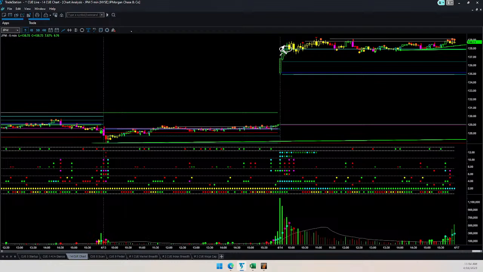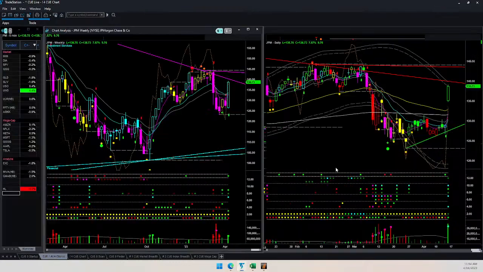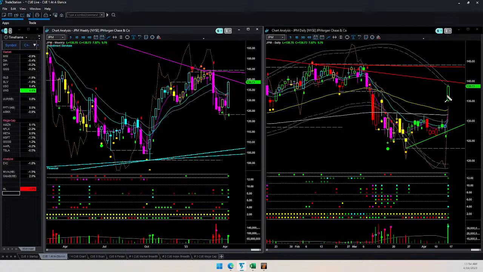But notice when it gave a gap long setup on the 5-minute interval, it was probably already too close to the trend line resistance in both weekly and daily. So we would not take a trade. That is how, though there may be an intraday trade setup, I always keep an eye on the weekly and daily charts before taking the trade.